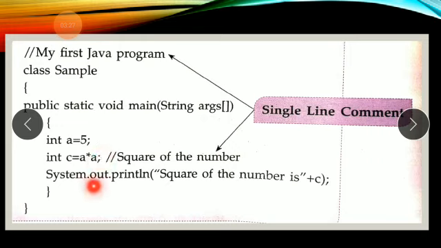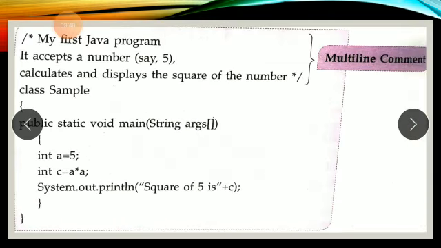And then System.out.println("Square of the number is " + c). That's why we have used it here. Here, how many comments have we used? Two comments we have used. These two are single line comments. Hope you understood.